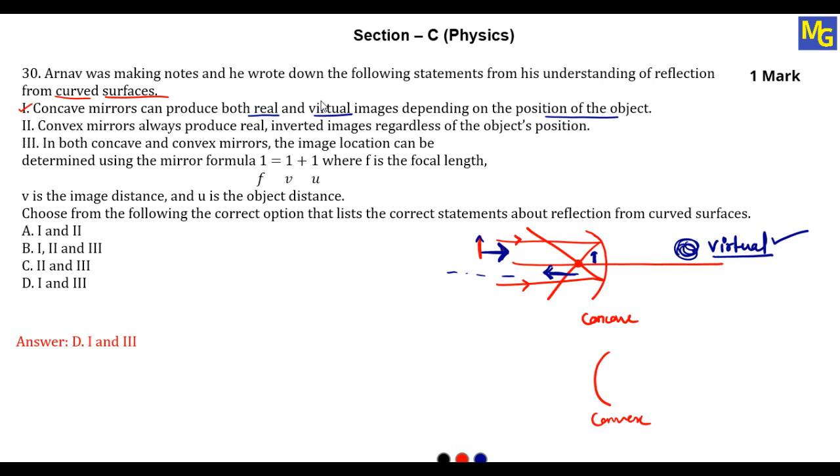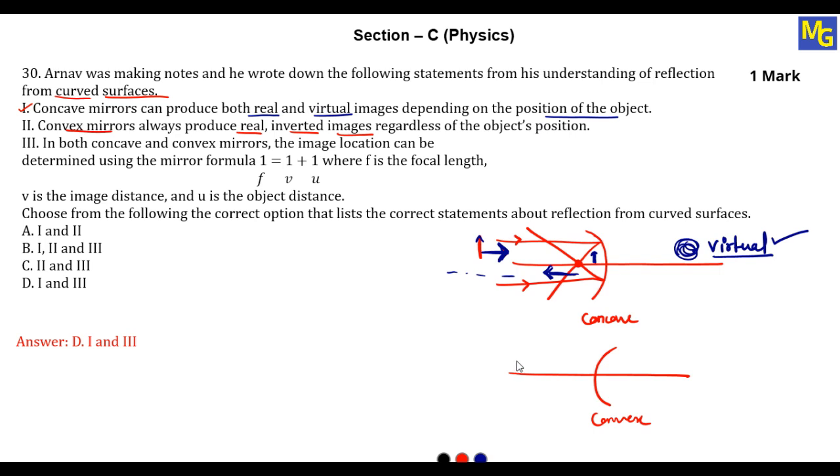So statement 1 is correct. Now see the second one. If you see the second statement, it is about convex mirror. Convex mirror always produce real inverted images, it seems. What is convex? So this is the convex mirror. This is the principal axis.